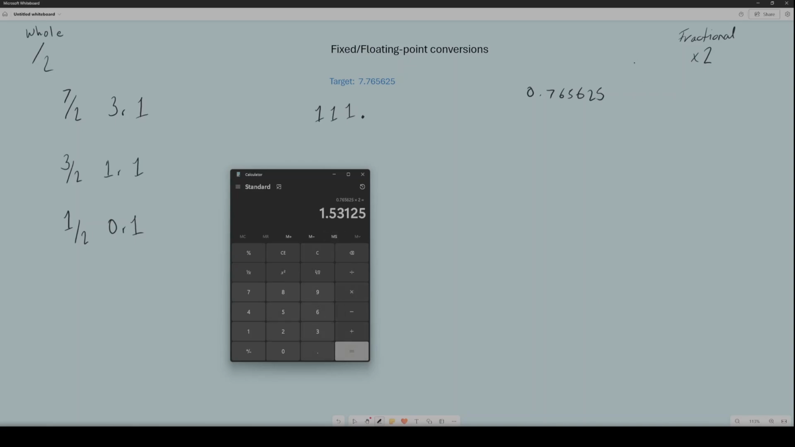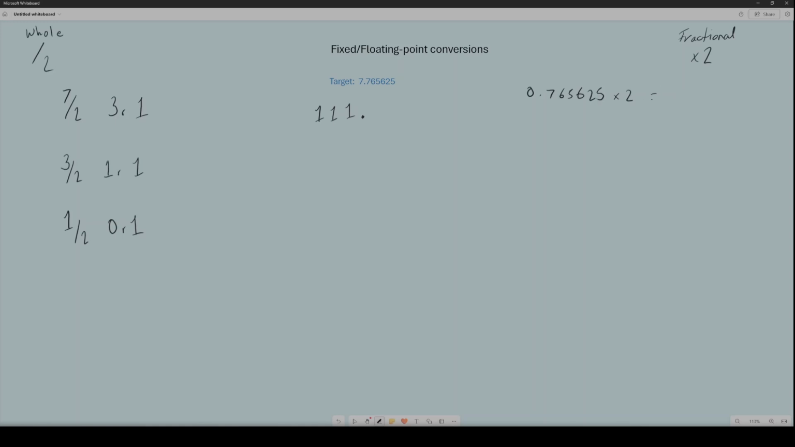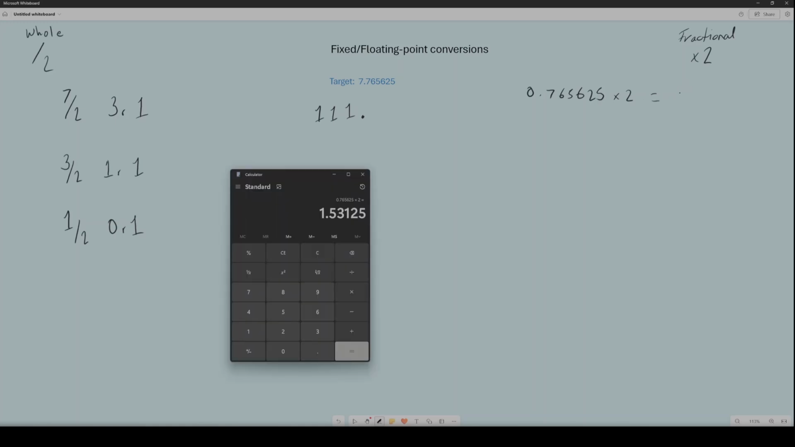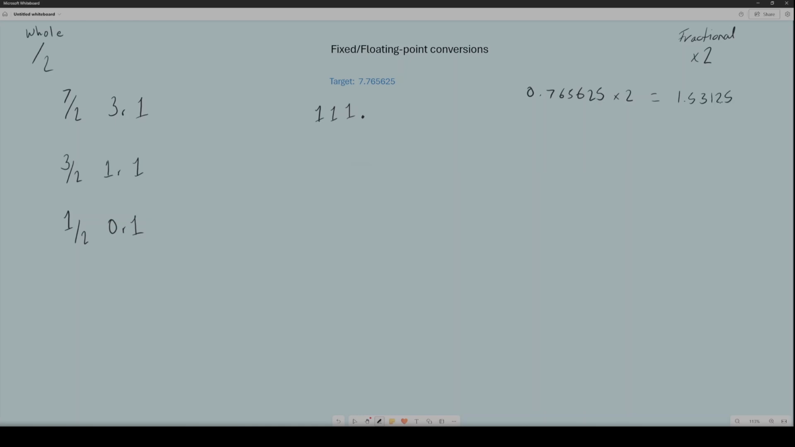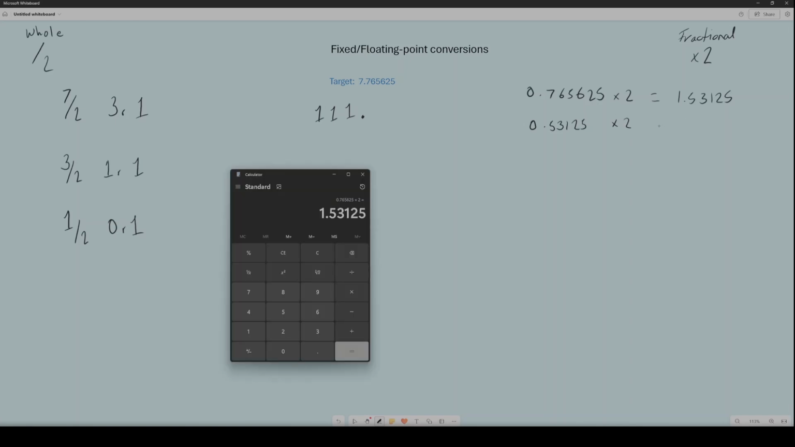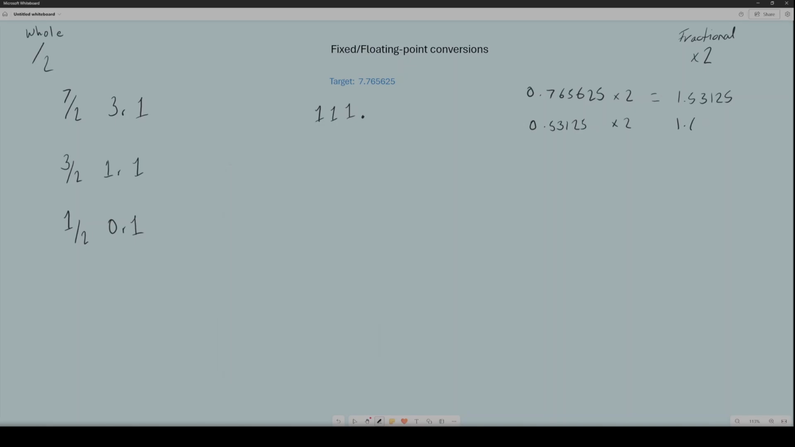Now we need to write that answer down, and again this is in the spirit of showing your working. So 1.53125. Okay, so we take that value and we multiply it by 2. Now we're going to keep on doing this until the answer comes out with the fractional part being 0. So we'll take that value, just subtract the 1 off, just to put it back into a number with no whole part. Then we multiply that by 2 and we get the next answer.